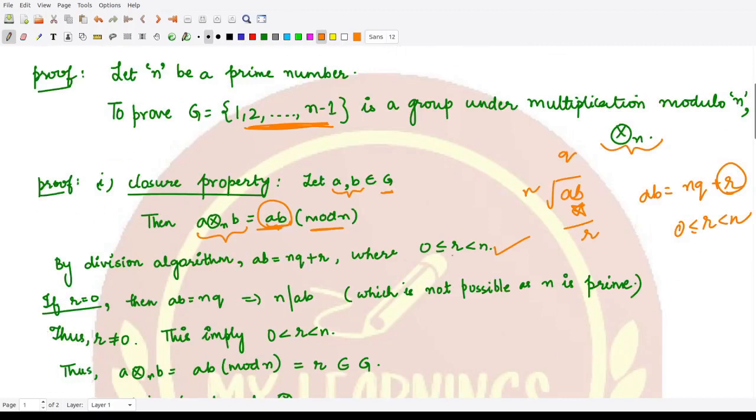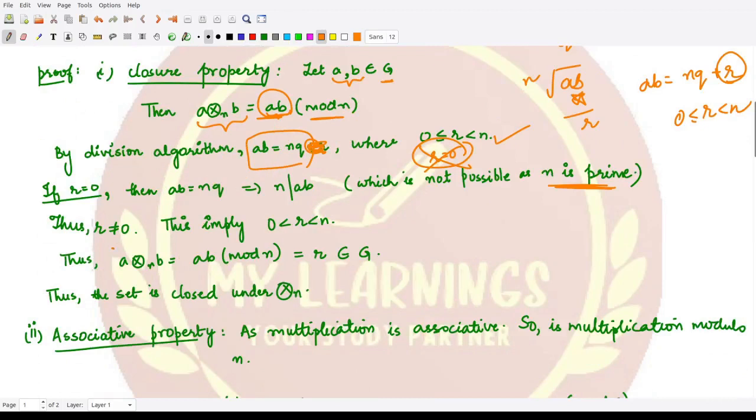Now what is the case when r is equal to 0? If r is equal to 0, then we won't have this term, so ab would be equal to nq, which means n would divide ab. However, this cannot be possible because n is a prime number. It cannot divide any number except itself and 1. So we cannot have the case r equal to 0, and hence r would lie strictly between 0 and n.